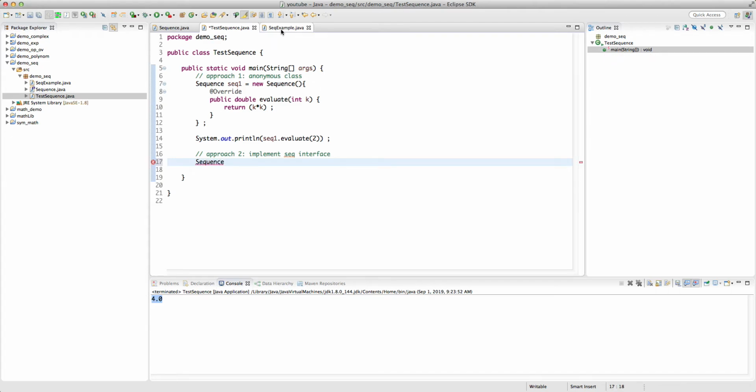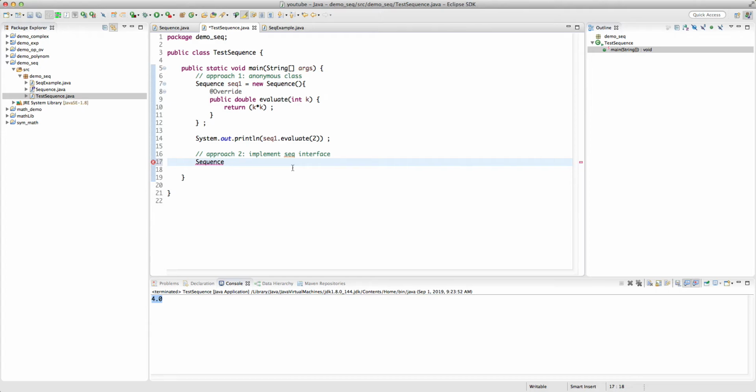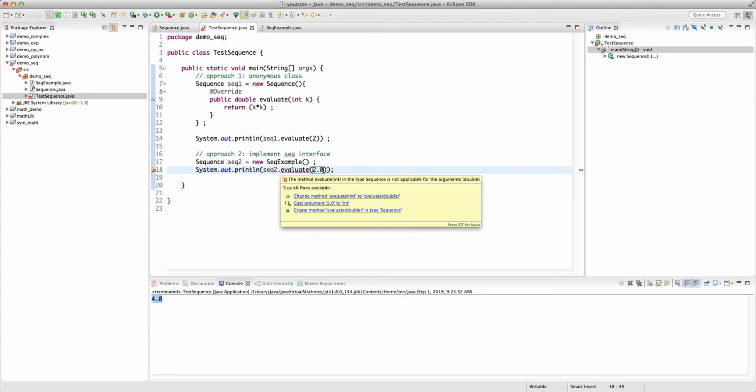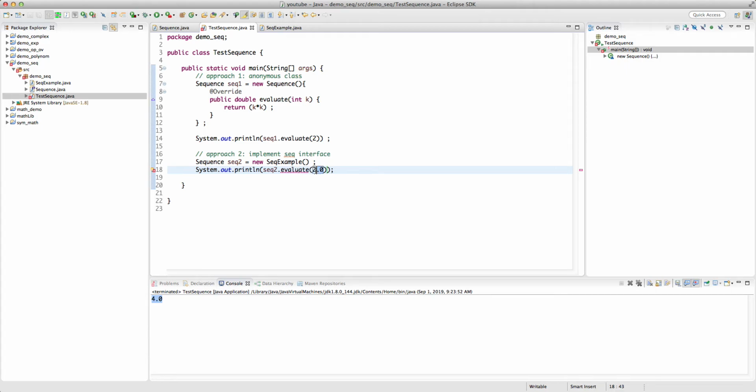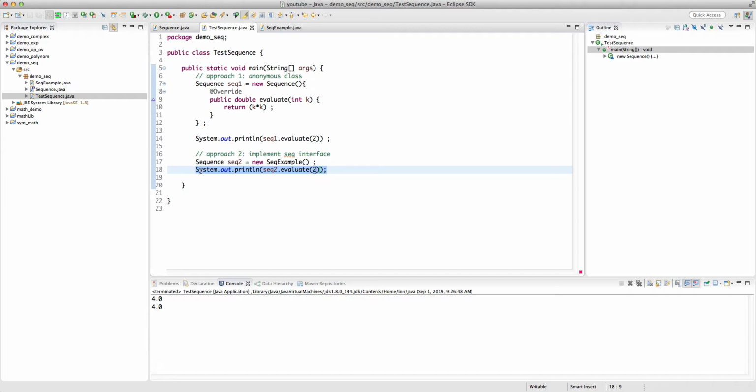But the good thing is that we can always refer to a class that implements a sequence by its interface name, Sequence. So Sequence sec2 equals new SequenceExample, for example. And then we do a System.out.println here, sec2 evaluate at 2. If I put double, it complains because Java doesn't do automatic downcasting, because there is a potential for error here. So I have to return 4, yes. But I can also do a System.out.println on my sequence, and this invokes the toString method: k squared. Okay, so this is just the expression for the sequence.